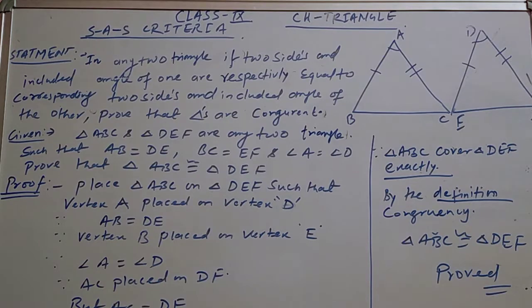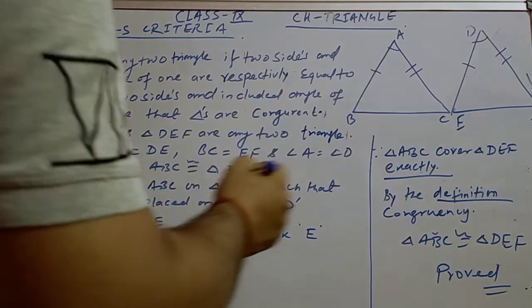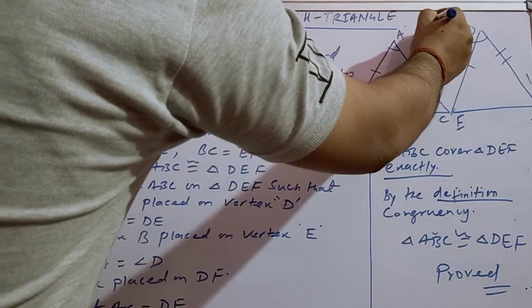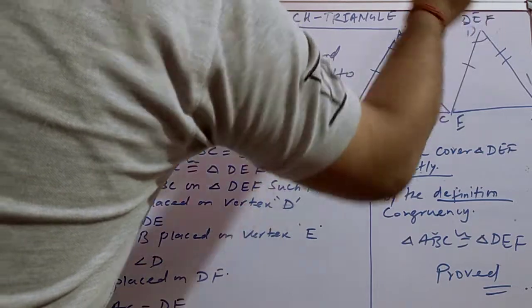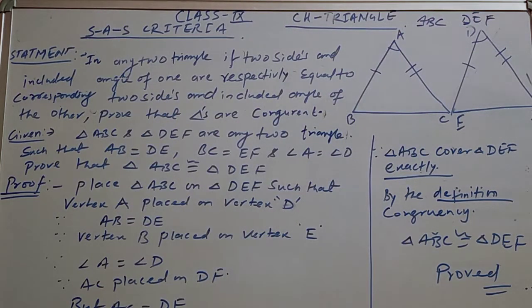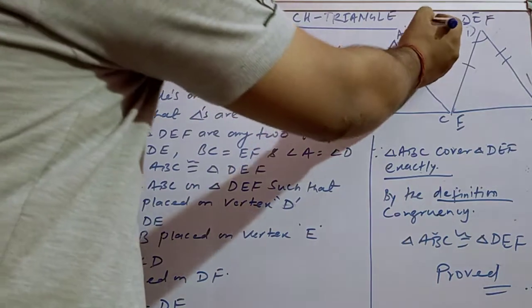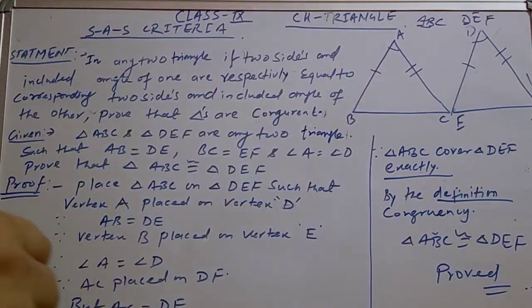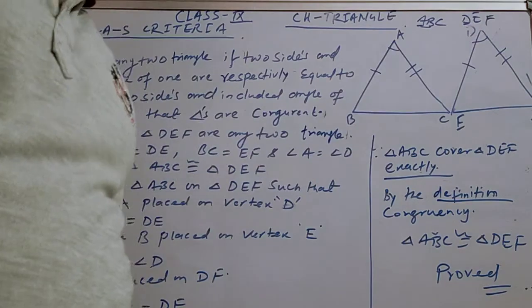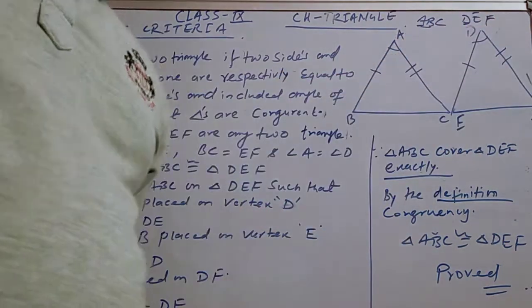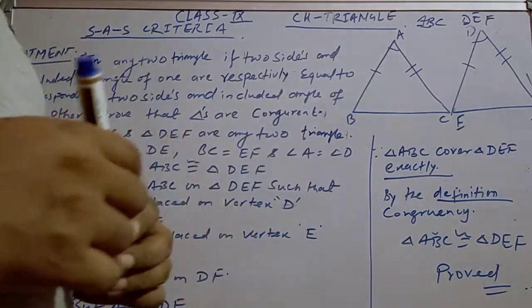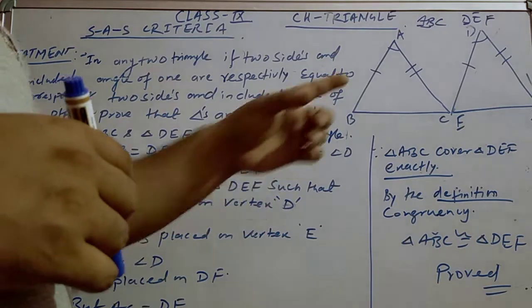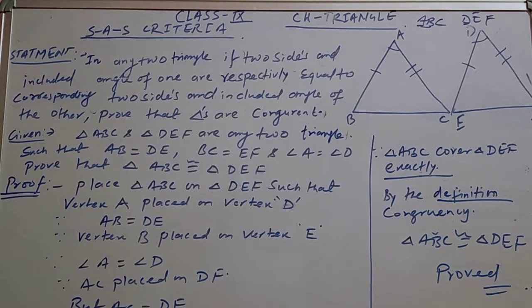What is meant by corresponding here? Suppose I am writing ABC and DEF, so the corresponding angle of A will be D, the corresponding of B is E, and the corresponding of C is F. Corresponding of side AB is DE, corresponding side BC is EF and corresponding of side AC is DF. So in any two triangles, if two sides and included angle of one are respectively equal to corresponding two sides and included angle of other, here you have to prove that these two triangles are congruent.